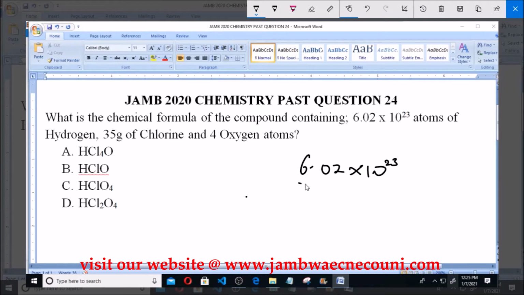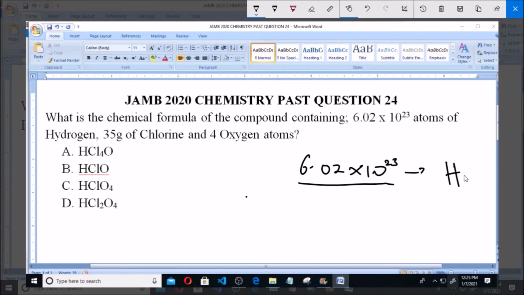This number here is what we call the Avogadro's number. So it simply represents what? One atom of hydrogen. Now 35 gram of chlorine simply represents an atom of chlorine, because this 35 gram is the relative molecular mass of chlorine, so it represents an atom of chlorine.